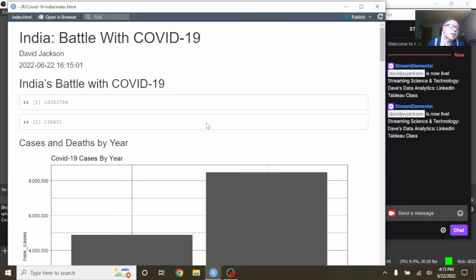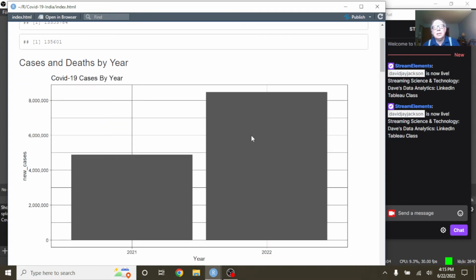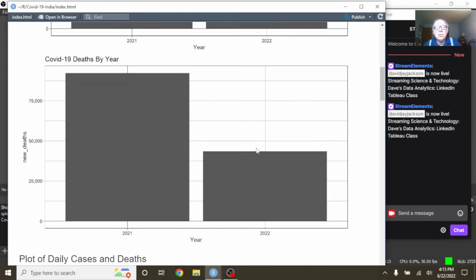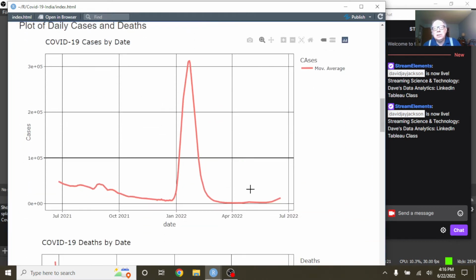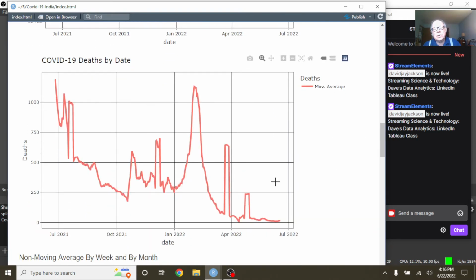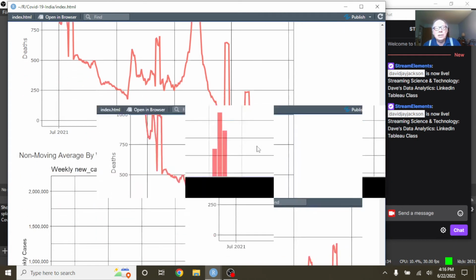For the previous 365 days, India has had 13.3 million cases, 135,601 deaths. We can see here that India's cases have already passed 2021 cases. Good news is that 2022 COVID-19 deaths is lagging behind the total for 2021. You can see over here as of June 18th, India was averaging 12,304 cases per day and 15.8 deaths per day for India.